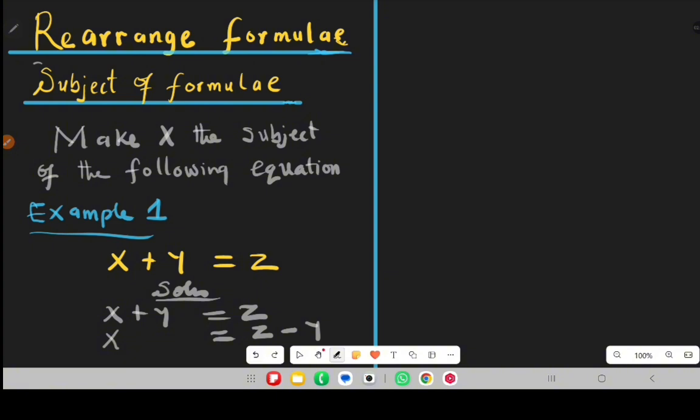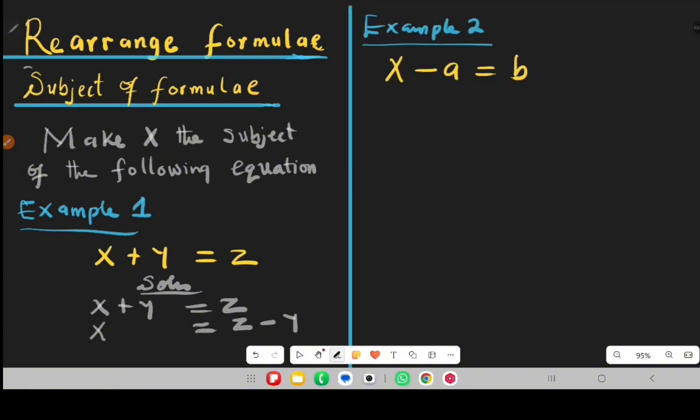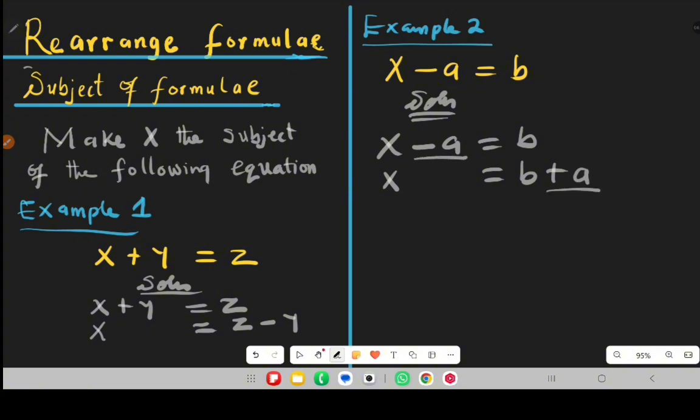Then we move to example 2. Example 2 is x minus a equals b. It looks similar to the first one, only that the operation here is minus. That is x minus a equals b. To make x stand on its own, it becomes b plus a, because minus a crosses the sign of equality, which becomes plus a.